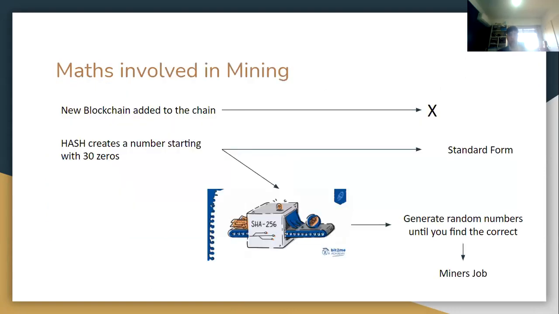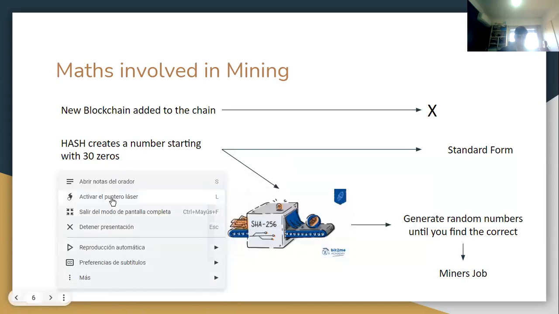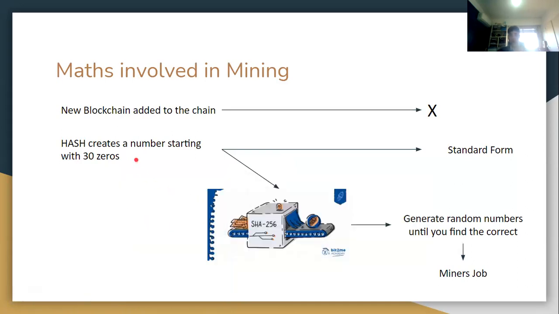So now I'm going to talk about the maths involved in the mining process. Imagine a new block is being added to the blockchain. So there is an unknown number, let's call it X, which is the series number or hash for the new block.